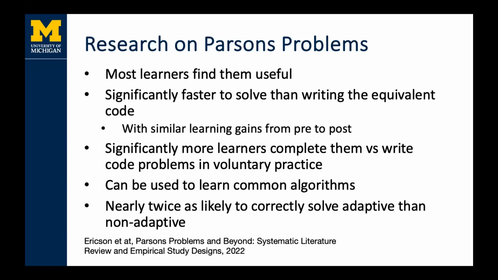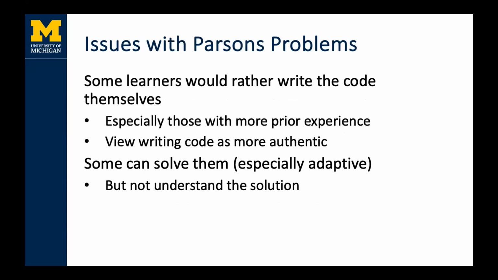We've done some large MOOC studies where people voluntarily joined a practice thing, and the people in the write code condition versus the Parsons condition, we dropped a lot more people in the write code condition. They give up. They can be used to learn common algorithms. They're also used for exams. They usually correlate nicely with write code. And nearly twice as many people are likely to correctly solve the adaptive than non-adaptive.